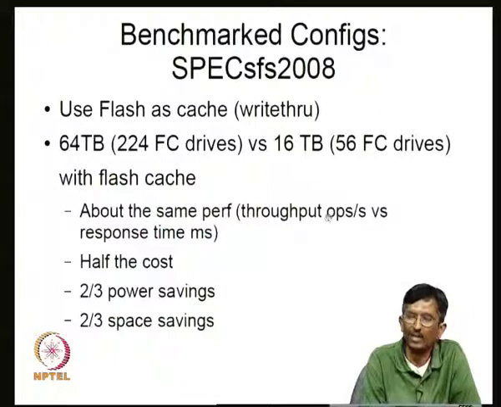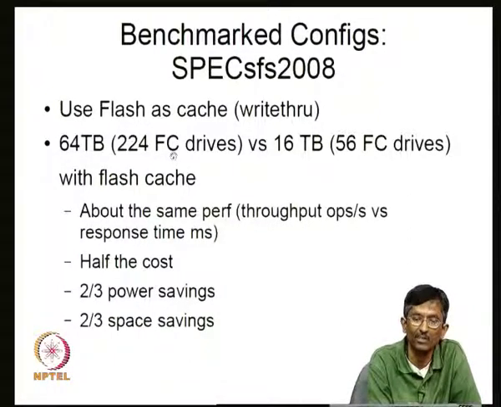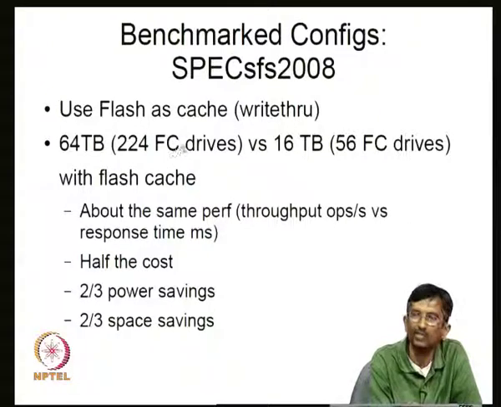For getting the kind of operations you require, the only way to do it is by scaling the number of devices, the number of drives, what are called fiber channel drives. The fiber channel drives are the most expensive kind of disks, and they usually run at 15,000 RPM.